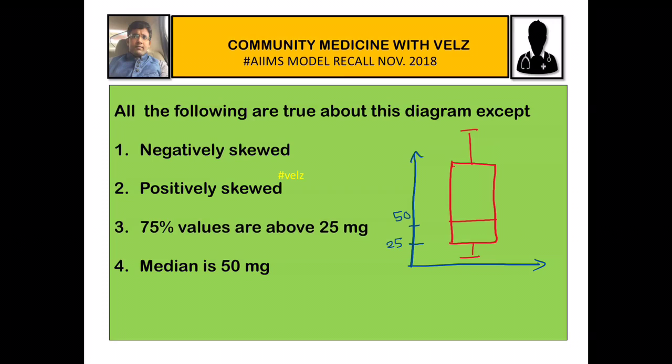So going to the next question, all of the following are true about this diagram except. So we can see this diagram, it is a box and whisker plot. How will you tell it is a box and whisker plot? Because this is a box and these are the whiskers, like the ends. So when you get a box and whisker plot, you should know. So you can just turn the diagram in this direction.